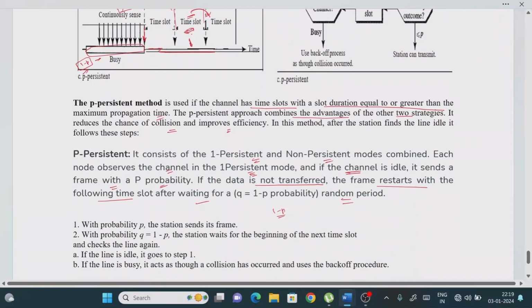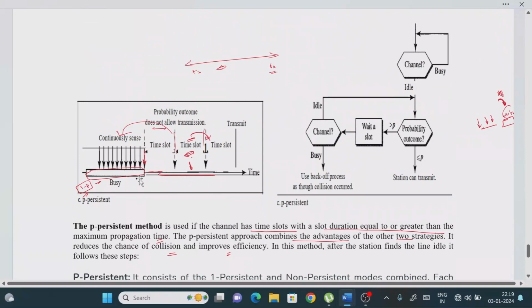What is going to happen is, with the probability of p, the station sends its frame. First we are going to use the one-persistent method, right? If the channel is busy, again we are going to send continuously as per the one-persistent method. Once you find the channel idle, now we have something called the probability outcome. Each time period will be divided into time slots. Each time slot will have a duration equal to or greater than the propagation time. It means that if the probability outcome is satisfied, the station can transmit the frame.